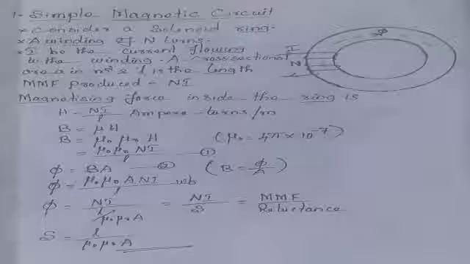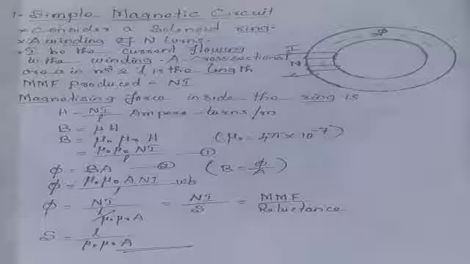Capital A is the cross-sectional area in meter square and L is the length. Here the magnetomotive force produced is equal to N into I. The magnetizing force inside the ring is H equal to N into I by L, ampere turns per meter. Again, flux density B is equal to mu H. Substitute the value of mu: mu is equal to mu naught into mu r. Mu naught is a constant with value 4 pi into 10 power minus 7. So B is equal to mu naught mu r N I by L.